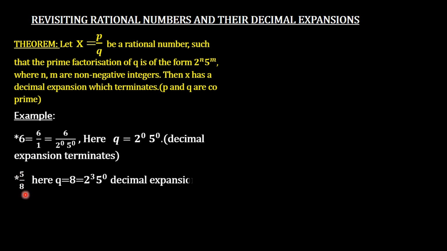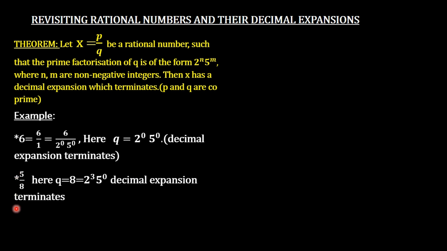So here 5 by 8 is of the form p by q, where p and q are co-primes, that is, the HCF of them is 1. Then q equals 2 cube into 5 raised to 0, that is, q has only prime factors 2 raised to n and 5 raised to m, that is 5 raised to 0 and 2 cube here. So by the theorem the decimal expansion will terminate. Let us have a look whether it terminates or not.